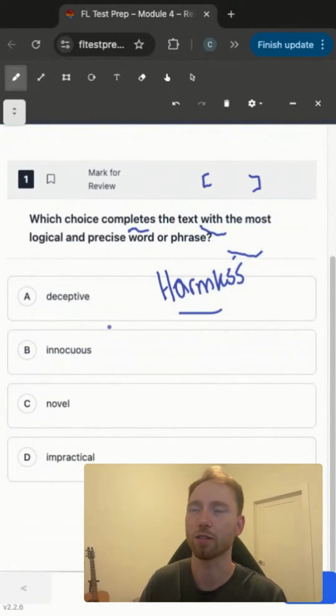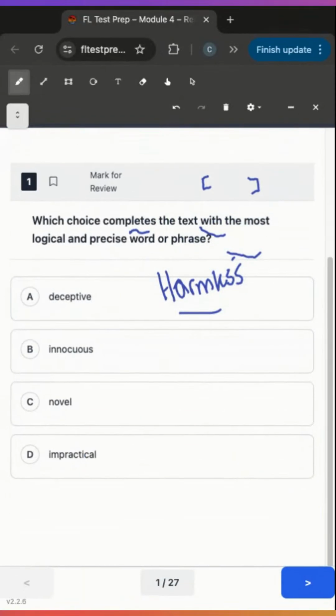All right, taking a look at the answer choices, I see A is deceptive. Was this a deceptive stimuli? Does that relate to harmless at all? No, it's not going to be A. Innocuous? Well, as of now, I don't really know what innocuous means. So I'm going to leave that one there. I don't get rid of words I don't know. This is a habit a lot of students have. Don't do it. If you don't know what a word means, just leave it for now.